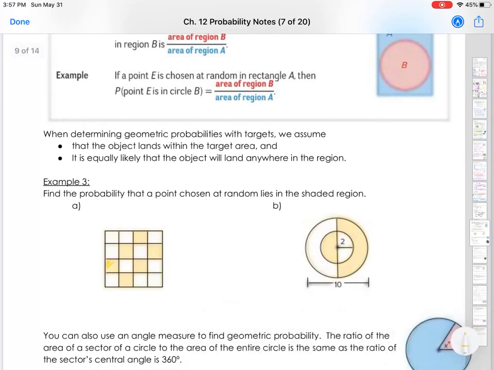So we're not worried about it missing the target completely, right? If you're playing darts, I know technically you could hit the wall and not the actual target. We're assuming you're going to actually hit the target and not damage the wall, when we're doing this probability.